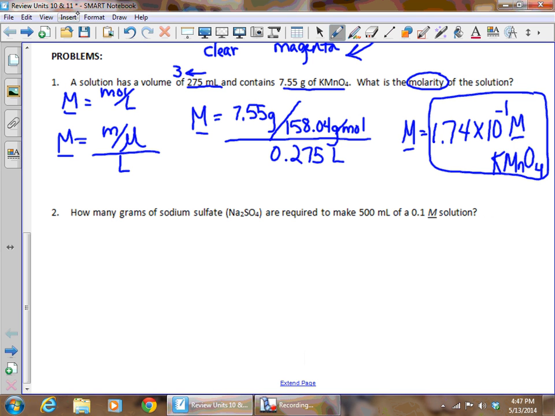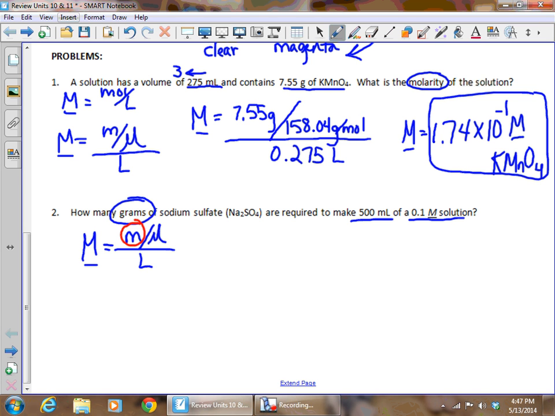For the next problem, this time it's asking us to find grams of the sodium sulfate. So that should automatically tell you what equation we need to use. And it gives us information on the volume of the solution and on the molarity of the solution that we're looking at. So since it's grams, hopefully you determined that we were going to use the mass over molar mass form of the equation. This time we're going to be solving for mass.